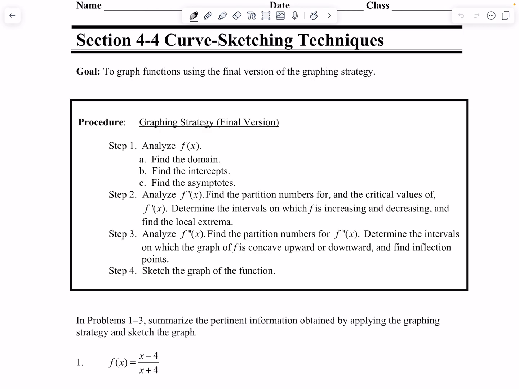First, we analyze the function. We get the domain, the intercepts, and the asymptotes. Then we analyze the derivative, giving our partition numbers for the critical values, determining the intervals where it's increasing and decreasing, and then that will give us an idea of our local extrema. Then we analyze our second derivative, find the partition numbers, determine the intervals where it's concave up or concave down. That will tell us where the inflection points are, and putting all of this together, we'll be able to sketch a graph of our function.